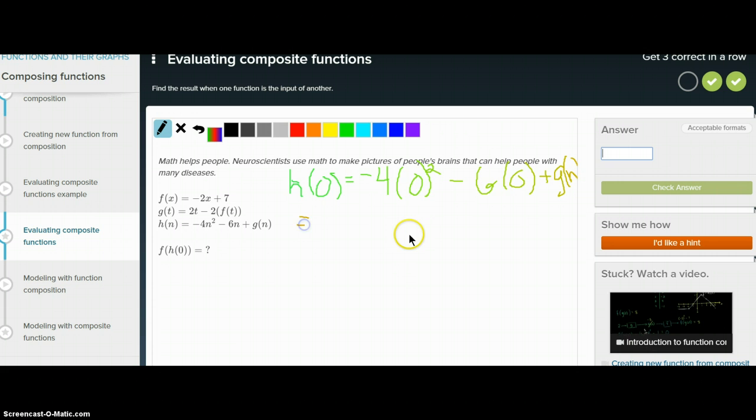Okay, so let's start over here. So we know 0 times 0 is 0 times negative 4 is 0. And then 6 times 0 is 0. And then g of n, so let's look over here at g of n. And so we're going to plug 0 into this g of n function. So we're going to have 2 times 0 minus 2 times f of t.